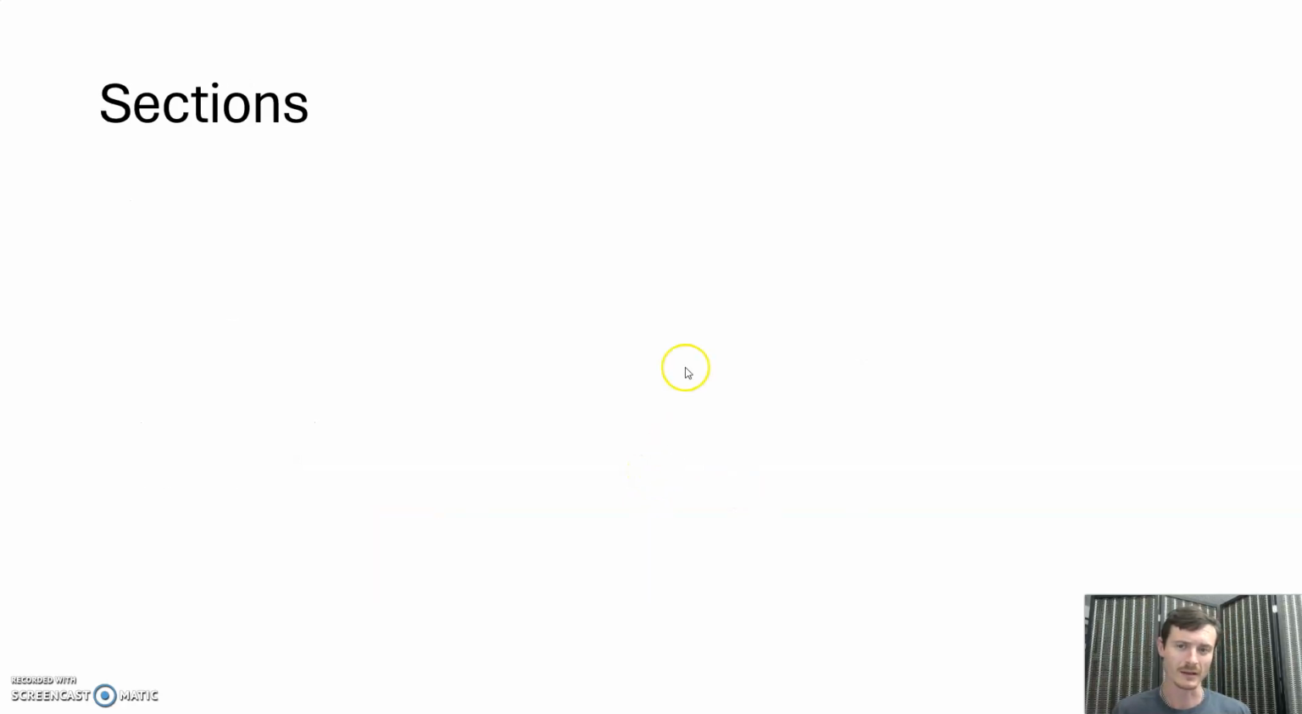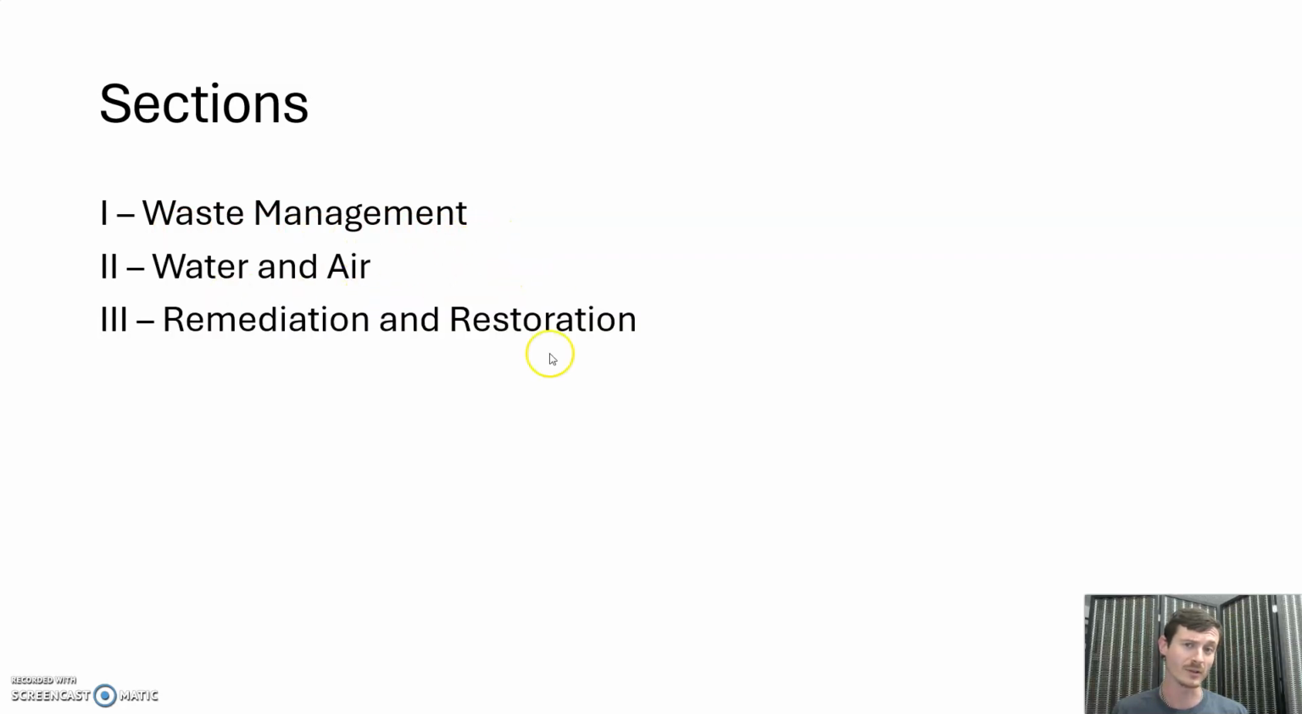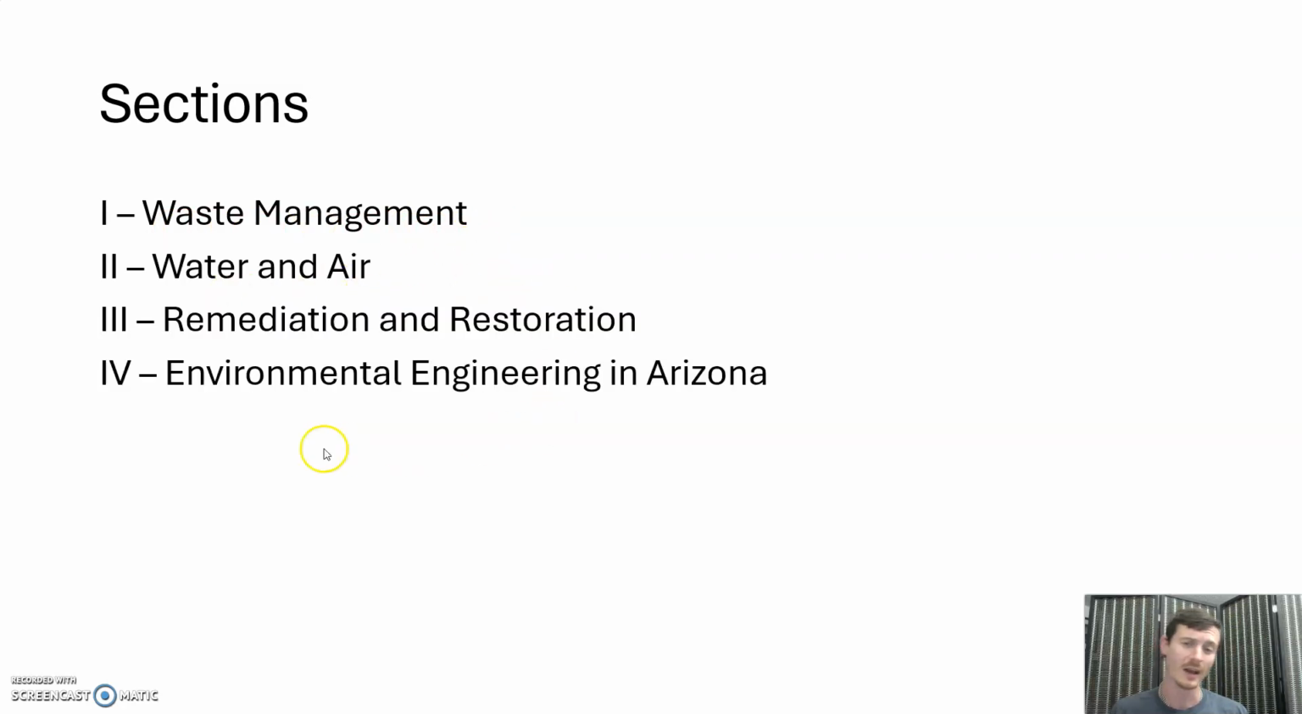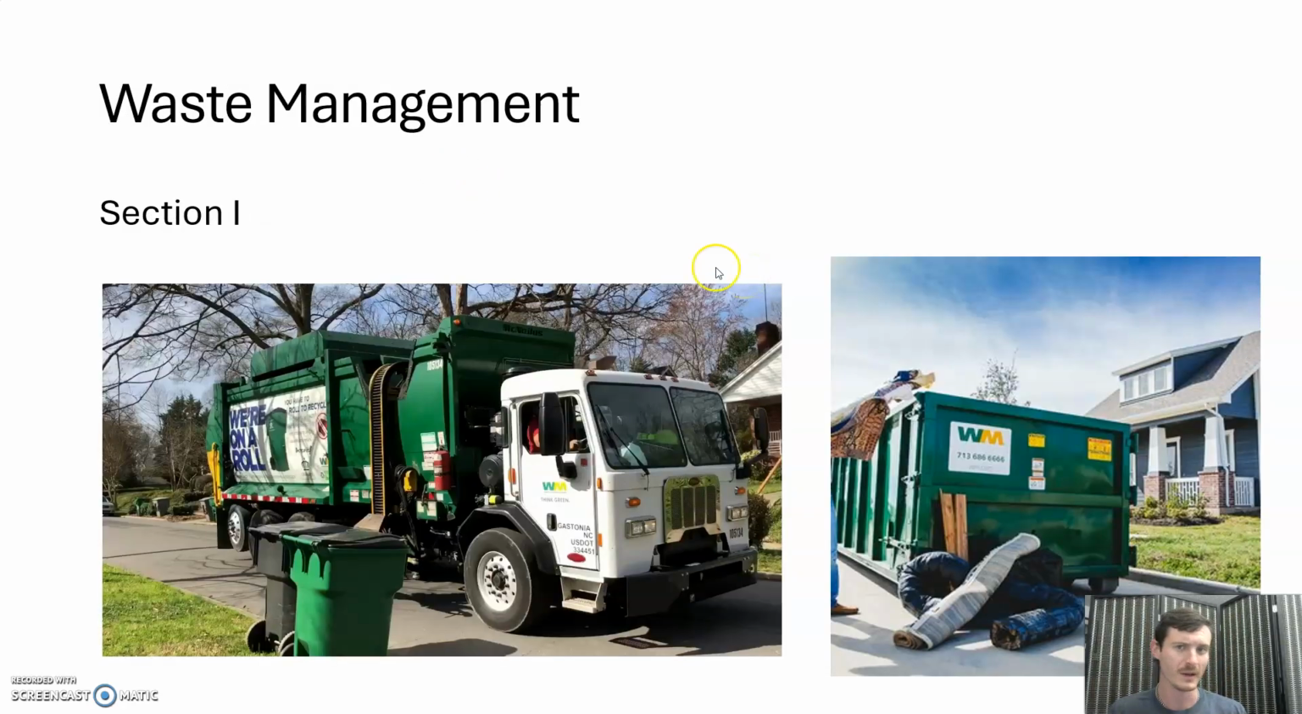Cool. All right, what are our sections on this? So first one is going to be waste management. We do water and air. We do remediation and restoration. And then finally, we talk about environmental engineering in Arizona, which is kind of misleading because we talk about environmental engineering in Arizona for all of them. They all kind of hit home for this one. Okay, so first is going to be waste management. Not something that we love to think about, but important.